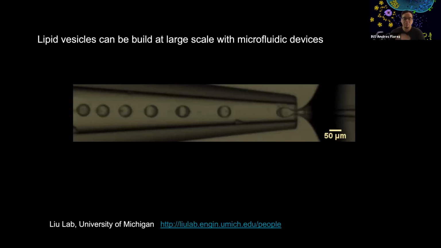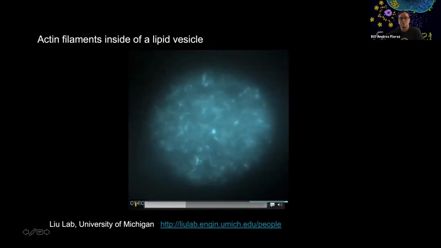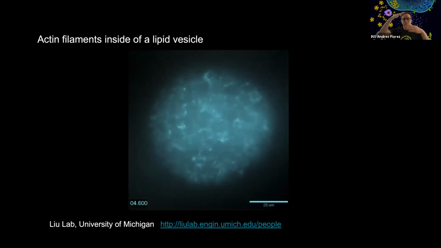So you can make thousands of them in a very fast way. So that's kind of an interesting way. Now in this same lab, they started to do some cool experiments. So they put actin, as you guys remember, actin is part of the cytoskeleton. So they put the actin proteins inside of these vesicles. And as you can see, they just move in the vesicle, right?